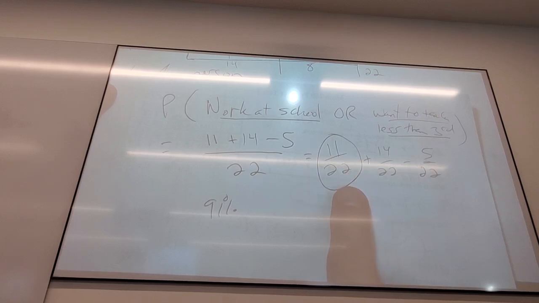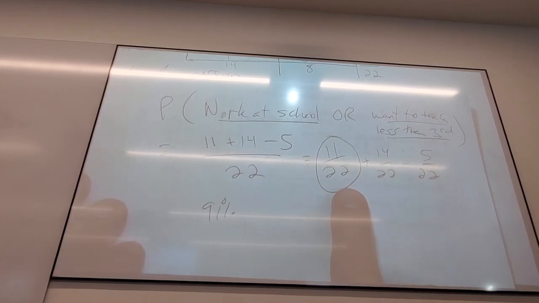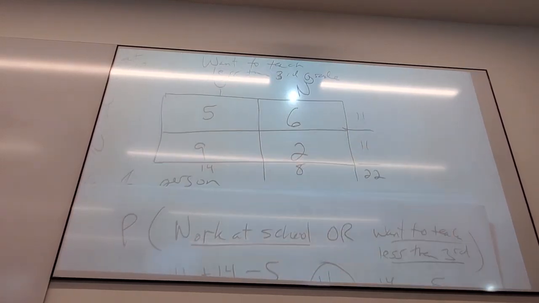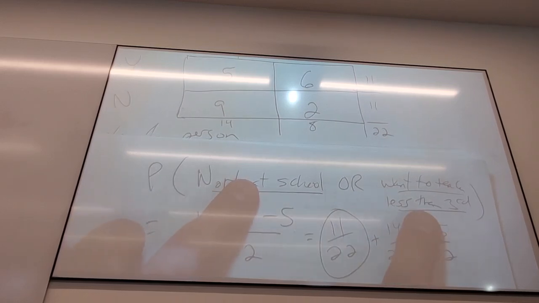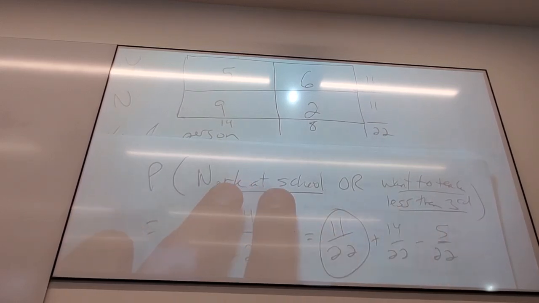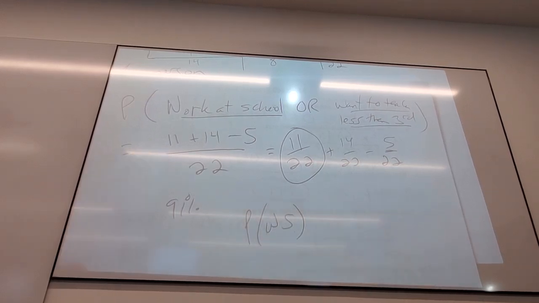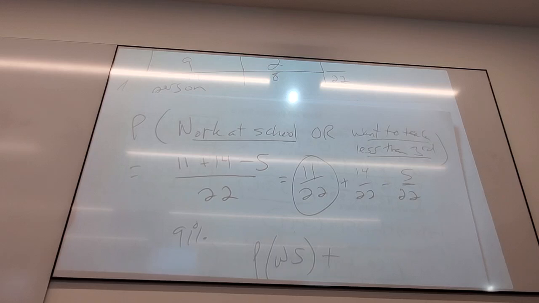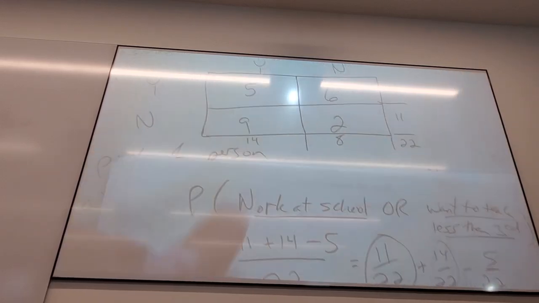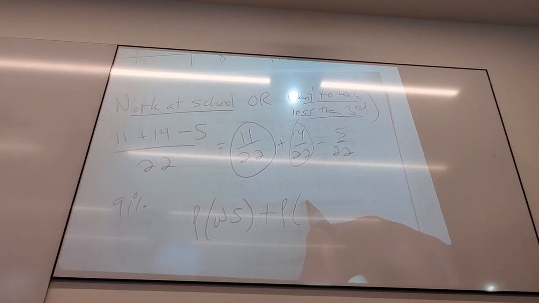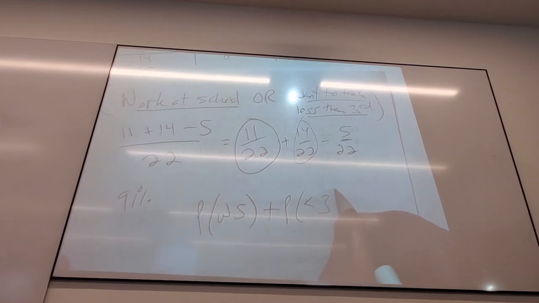What's this represent? You really can't tell, because there's two 11s. But from what I say up here, the 11 is the work at school, yes? So that's the probability they work at school. I'll call it WS. Plus, what's the 14? Yeah, they want to teach less than 3rd grade. I'll say less than 3, is that cool?